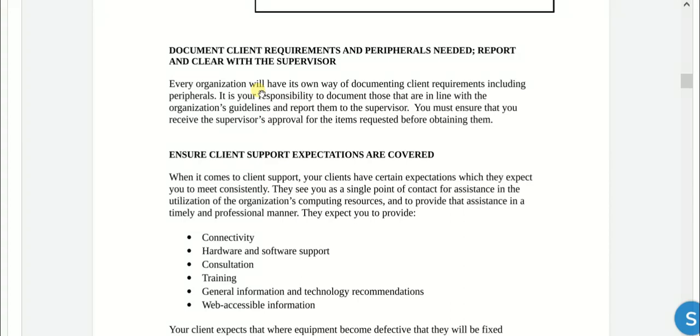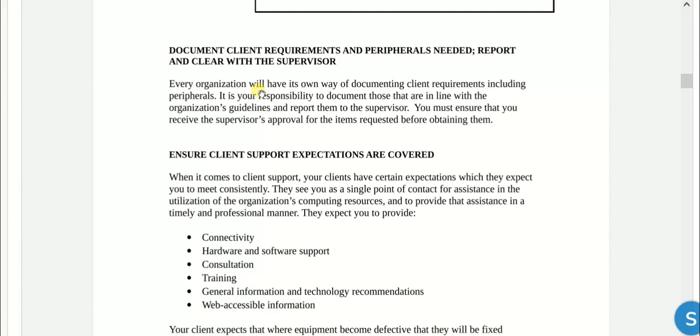Document the requirements of the client. So you'd get a list of requirements from the client and the peripherals that are needed, and report and clear with the supervisor. You bring it forward to the supervisor and have it confirmed. Something like that, I'm not sure. Yes, that's exactly it. So simple.